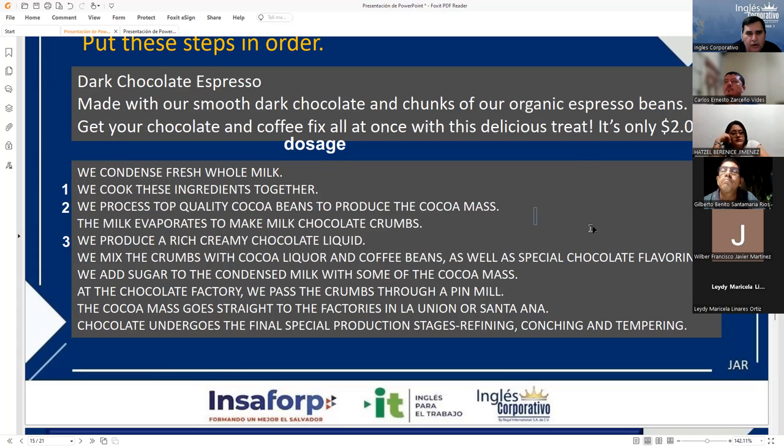We condense the milk. So if we condense the milk, that'll be number four. So number five, the milk evaporates to make milk. But what do we add to the milk? Maybe sugar. It says we add sugar to the condensed milk. Maybe this is five. And maybe then this is six. Yes. The milk evaporates, leaving chocolate crumbs, but we didn't add chocolate.